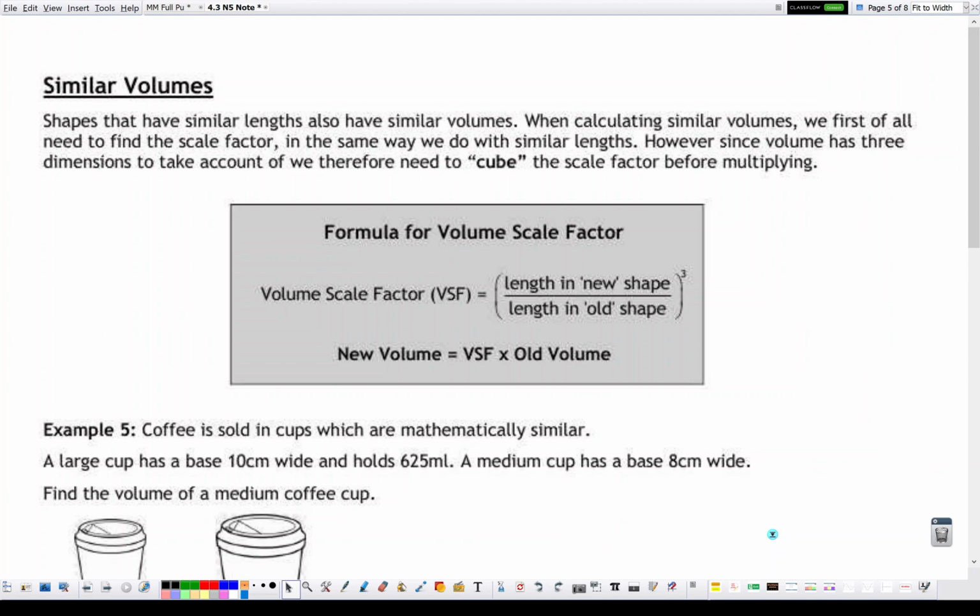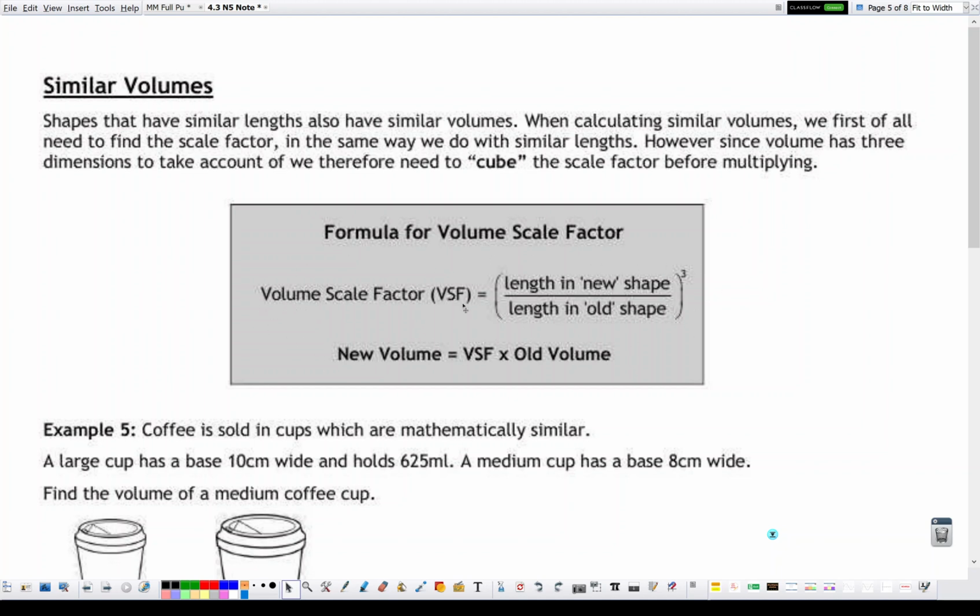Okay, so the only difference here is we take our length scale factor, and to form our volume scale factor, we just cube that fraction. So the area scale factor, we squared it. The volume scale factor, we cubed it. I think that's fairly easy to remember. We associate area with squared, and we associate volume with cubed. So make sure that you have what's in this grey box written down just now, please.